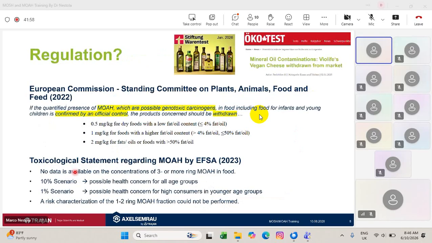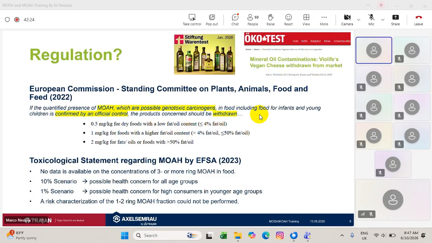Let's talk a little bit about legislation or regulation. These slides are not yet 100% up to date. I included the final legislation later on. But I just wanted to show you when it got critical in Europe when we talk about regulation.